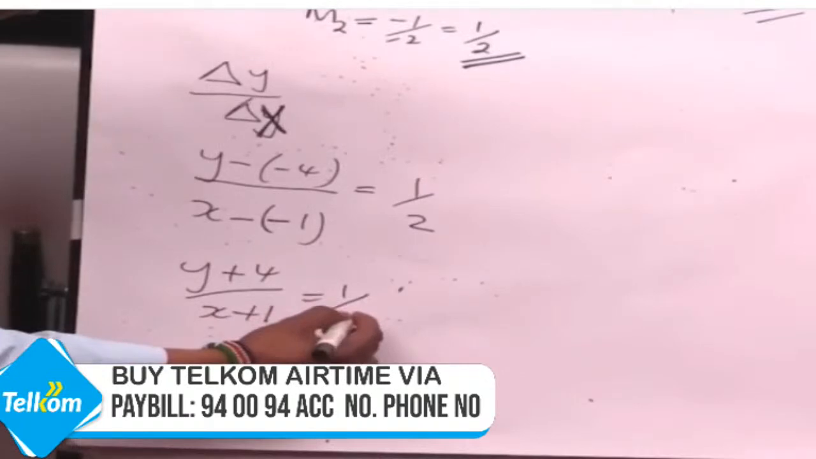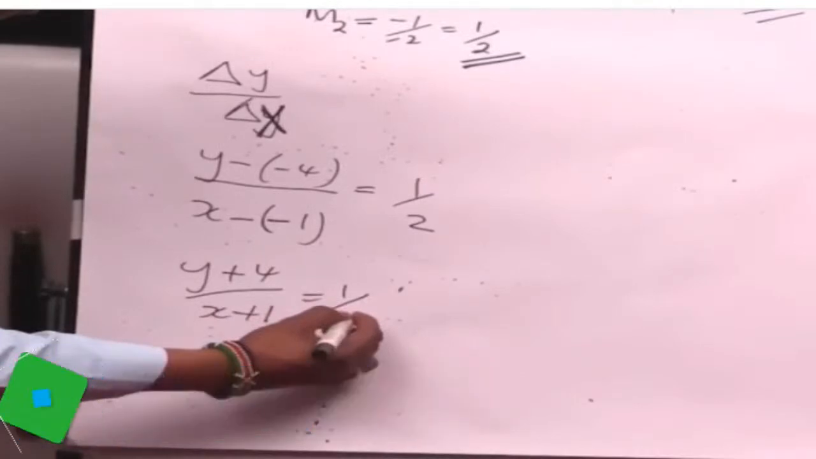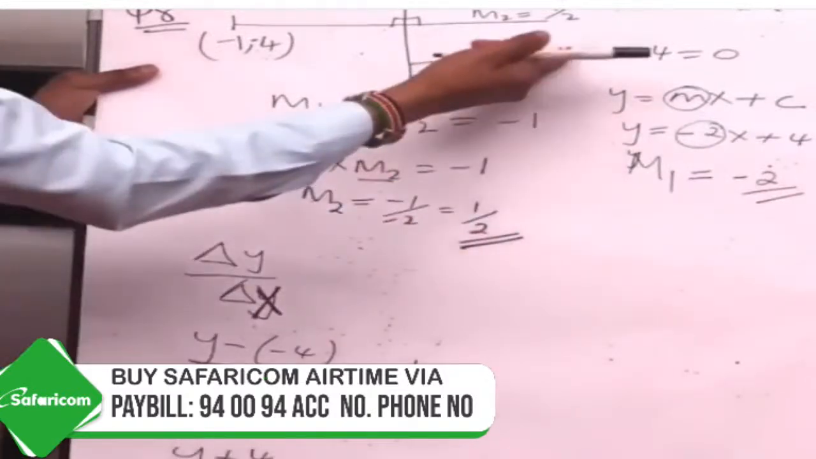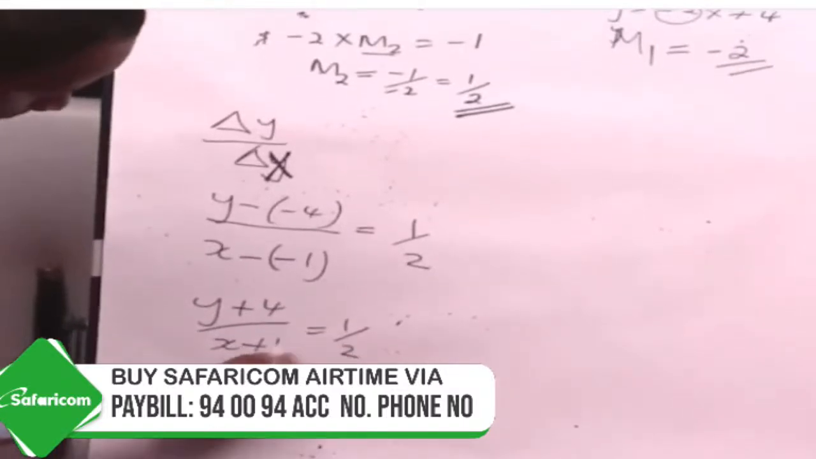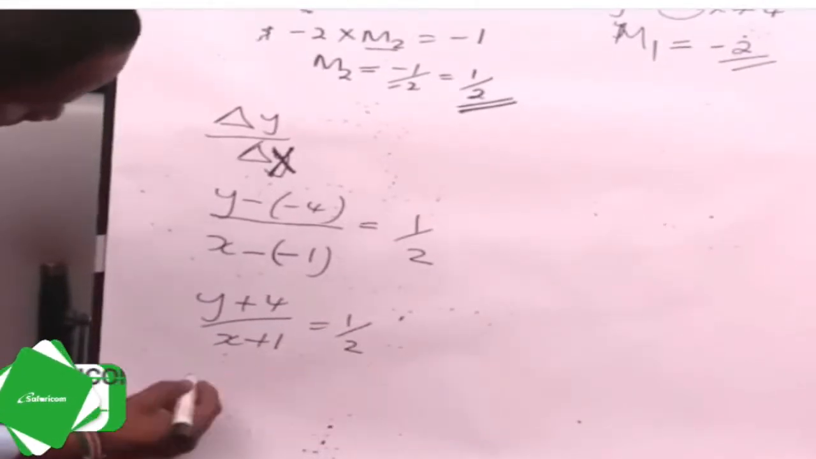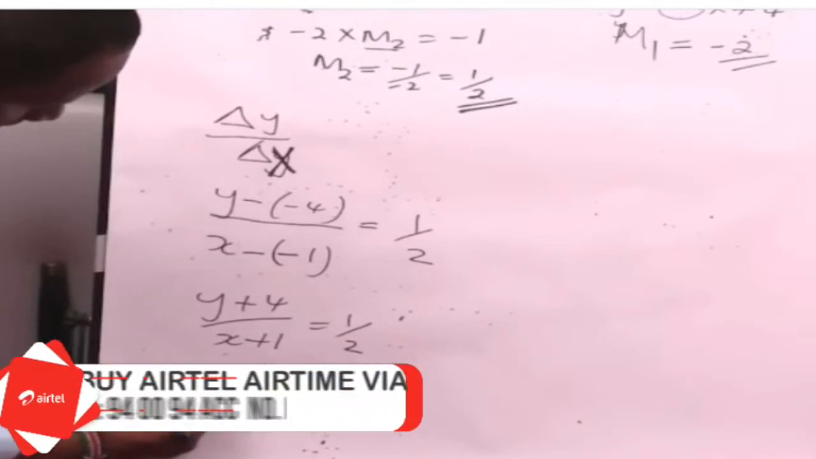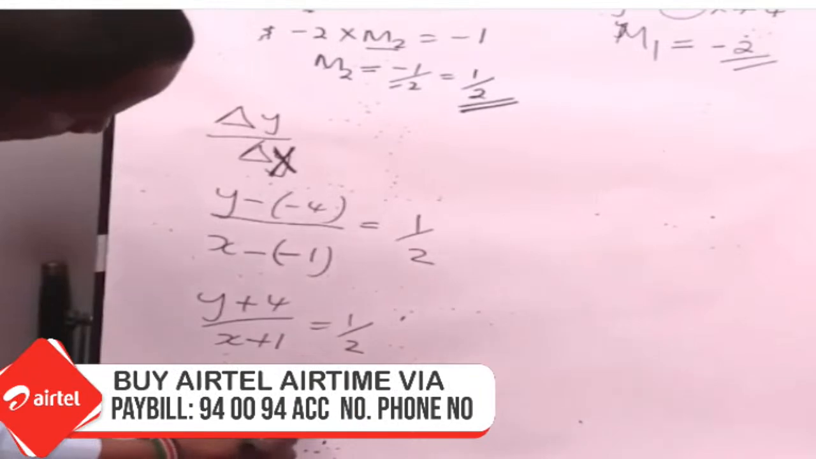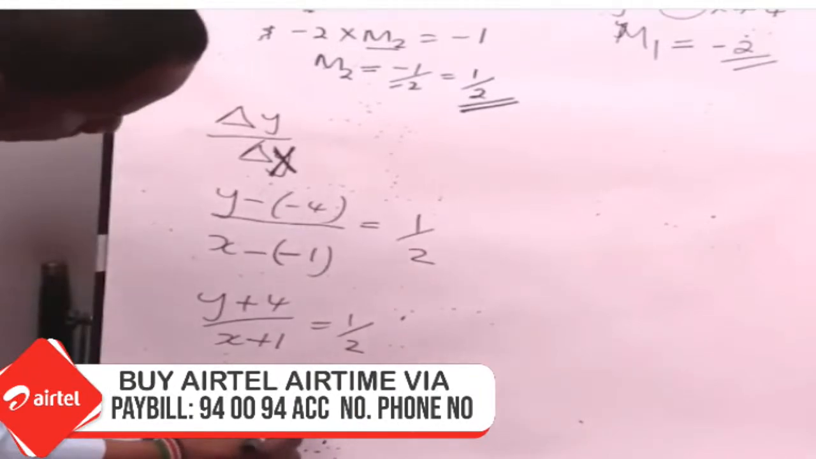Because our equation was given in this form, we will leave our answer in this form, because they've not specified. So you can leave it in the form y equals mx plus c, or in the form y plus mx plus a constant c. So cross multiply both sides by x plus 1. So y plus 4 equals a half into x plus 1. Then y plus 4 equals, when you open up, a half x plus a half.